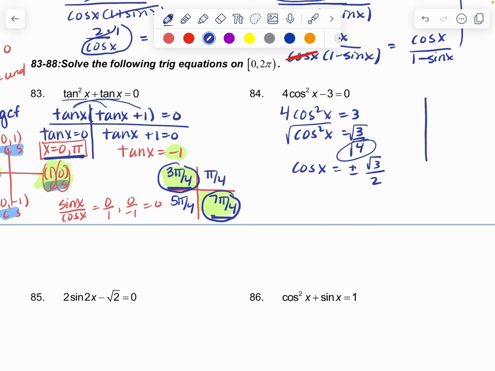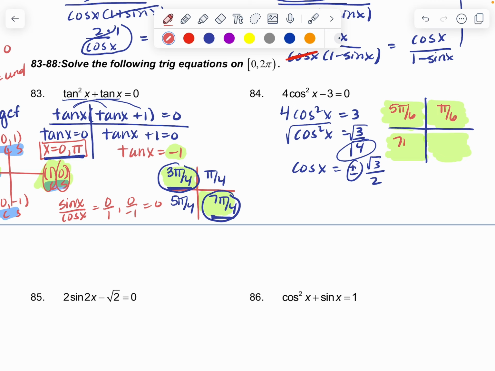Okay, so let's analyze this. I want to know where cosine is positive or negative. Well, cosine is positive in quadrant 1 and in quadrant 4. Cosine is negative in quadrant 2 and quadrant 3. So remember, every time you have that plus or minus, you're going to have answers in all 4 quadrants. And where does cosine equal radical 3 over 2? Well, that's at pi over 6, right? So this is going to be pi over 6.